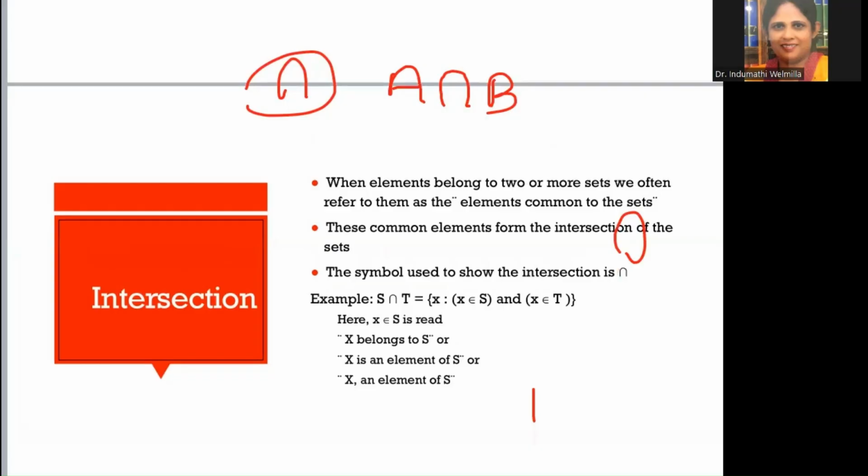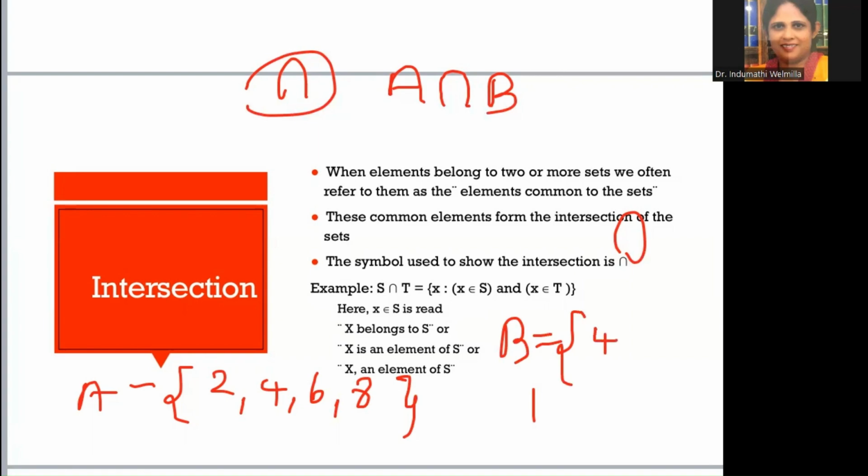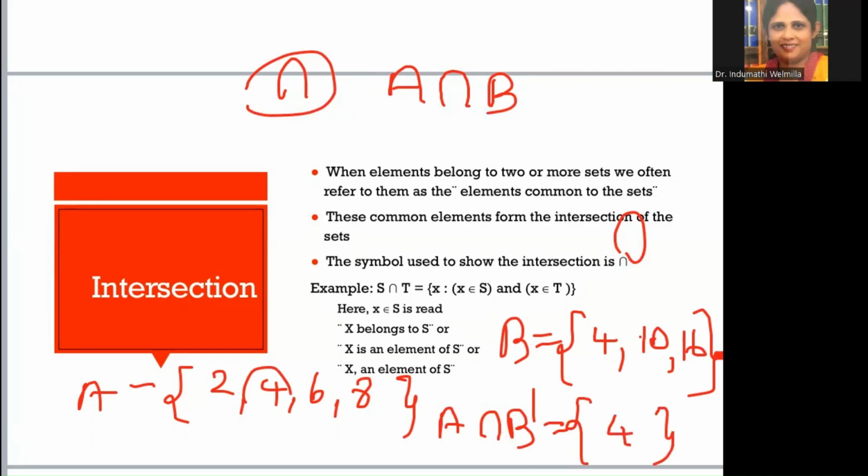Right? If set A equals 2, 4, 6, 8, and set B equals 4, 10, 16, then A intersection B equals only 4, because these are the common elements for both sets.